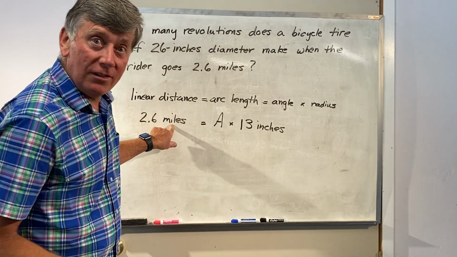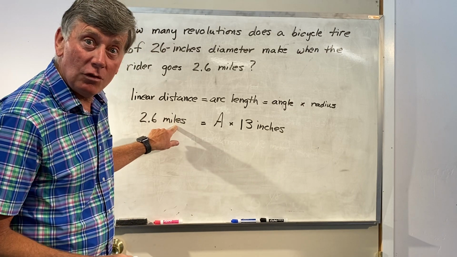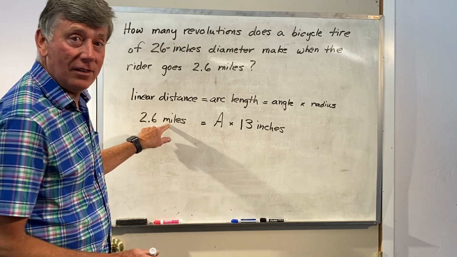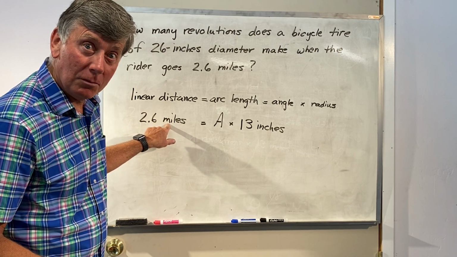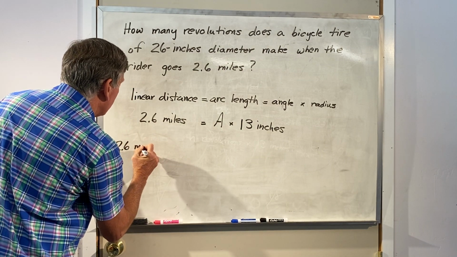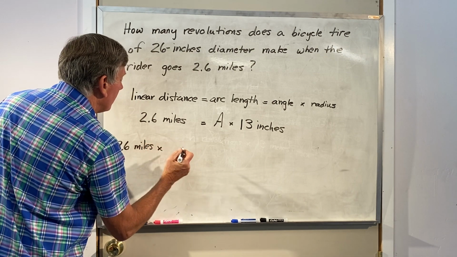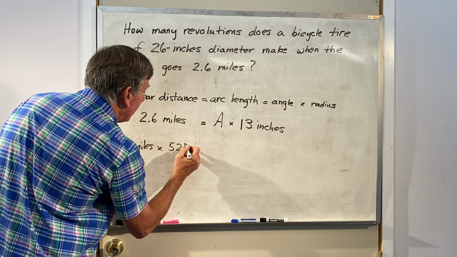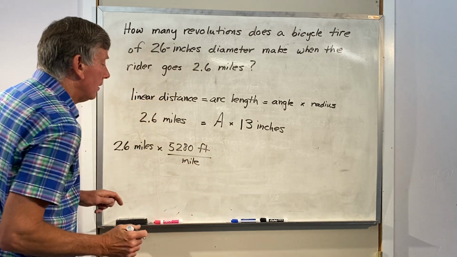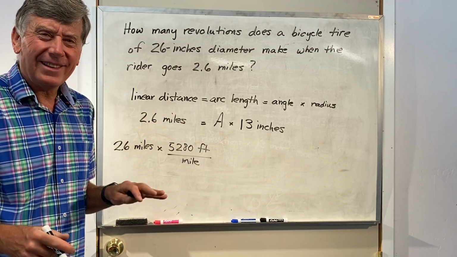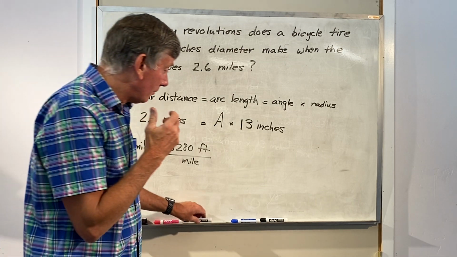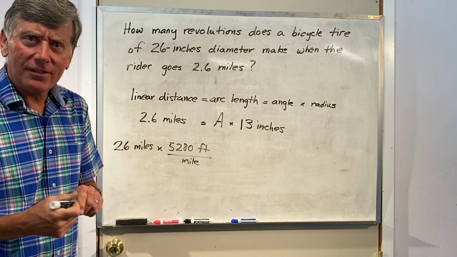Somehow I need to get my units on each side the same. This is a unit in miles, this is a unit in inches. I'm going to make this into inches, and I'm going to use unit multipliers to do it. I'm going to take 2.6 miles times 5,280 feet, which are in a mile. 5,280, you can always go to your phone and say, hey Siri, how many feet are in a mile? But really, that's worth knowing.